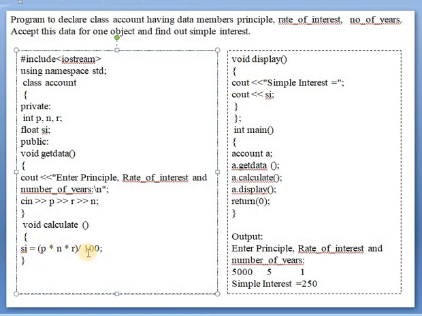Now SI contains the simple interest. Now void display, simple interest equal to the value of SI. These are the three member functions.